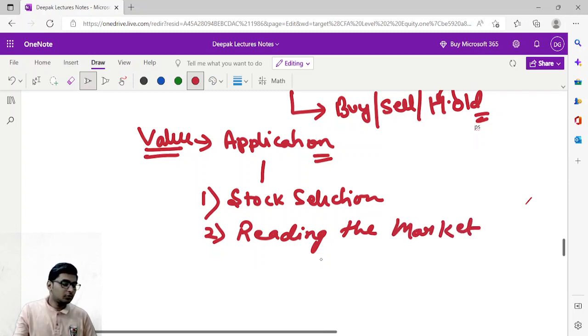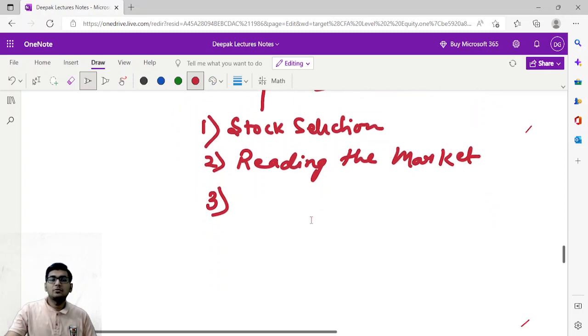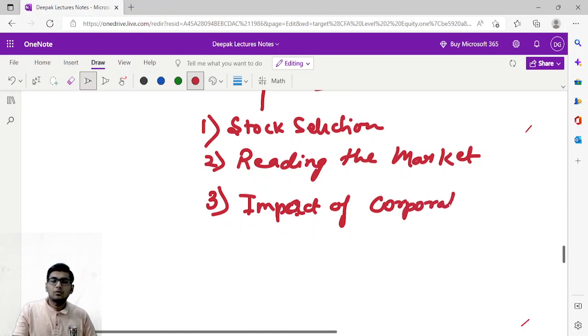Write down point number 3, value of corporate action. Means if they are going to announce the dividend, or if they are going to announce a split, or if they are going to announce the buyback, what will be its impact on the pricing of the share? So impact of corporate action. See, you don't have to mug up these points, these all are very natural.